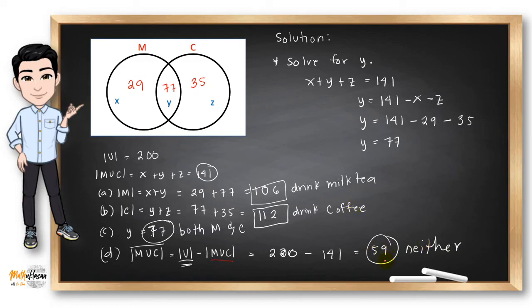Now, if you want to show these 59 students on the Venn diagram, it's just outside the two circles, but still within the rectangle. If you want to check your answer, these 4 numbers should be equal to 200. So 29 plus 77 plus 35 plus 59 should be equal to 200, because that's the total number of samples that we have, or students that were asked. So in this case, it's 200. So our answers are most likely correct.